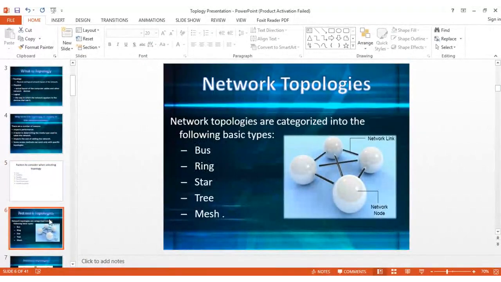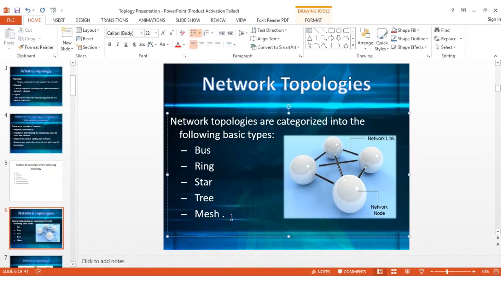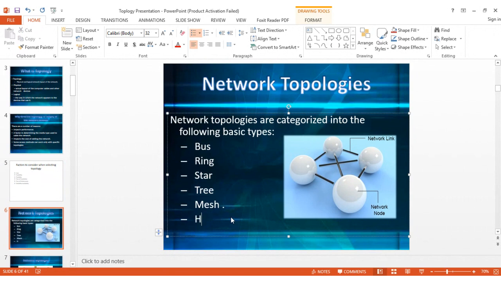Now we have the topologies here. I want to discuss the bus topology, the ring topology, the star, the tree, and the mesh topology. Still, we have what we call the hybrid topology.